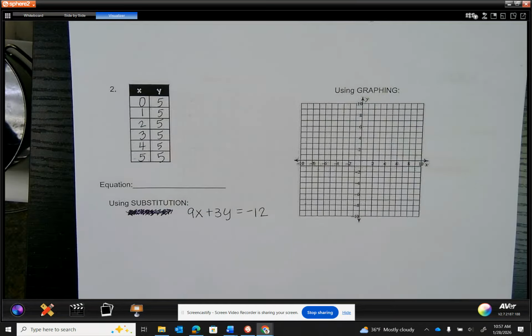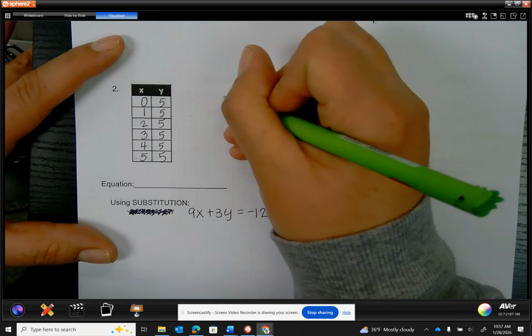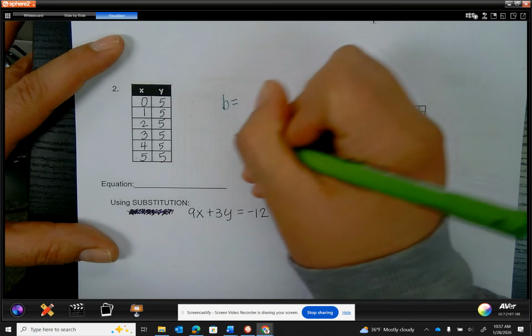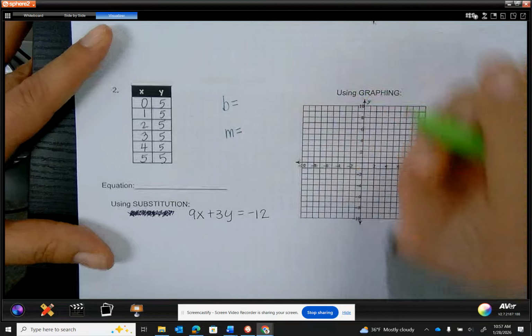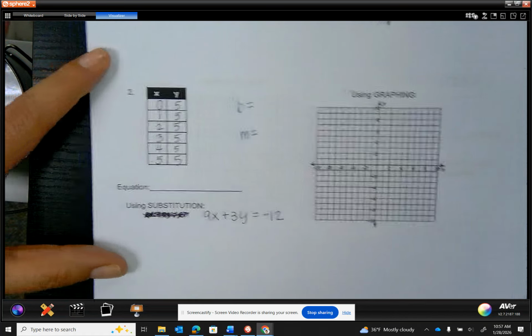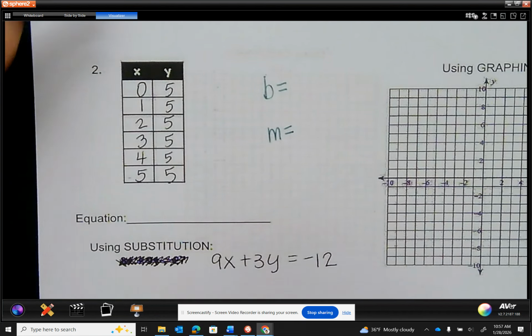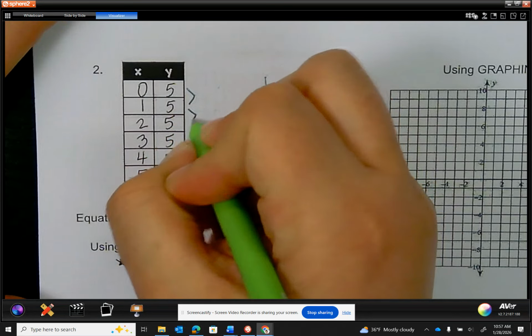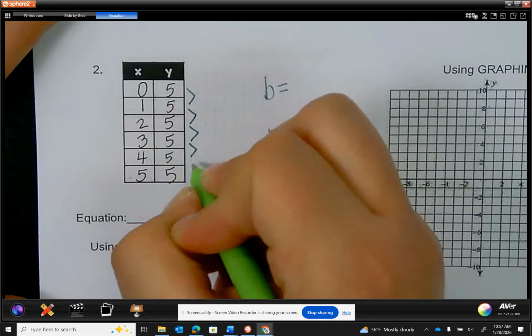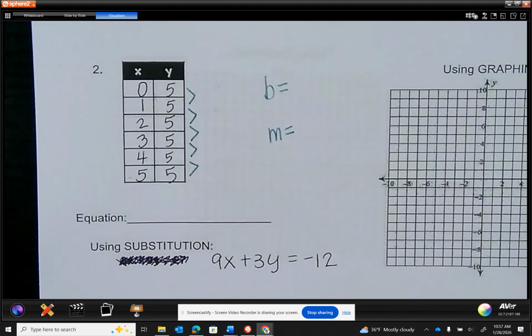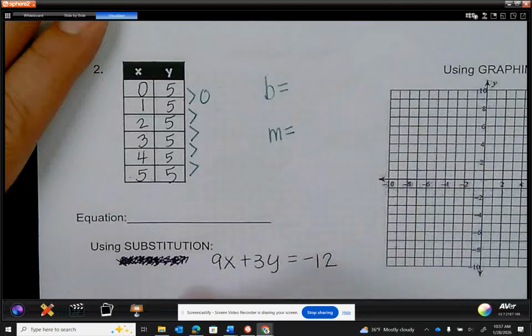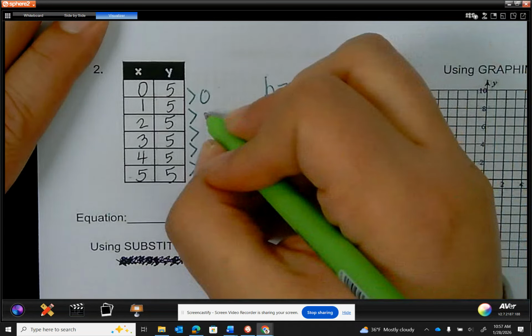Number 2, we're going to start with the graph. The first thing we're going to do is write the equation for this table. So we need to identify our y-intercept and the slope. For this table, it's a little bit different than the ones we've done before. As we look at the change in y, if I'm at 5 and I move to 5, it's changing how much? 0, because I'm still at the same spot.